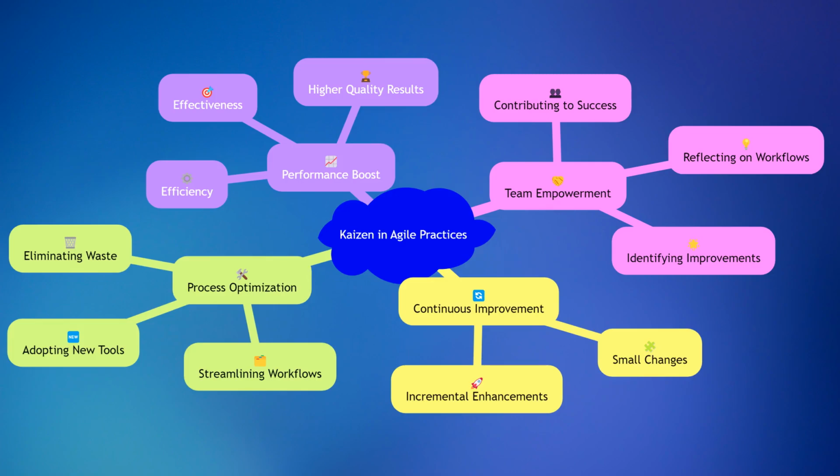Kaizen principles can be applied to process optimization in agile practices. By regularly reflecting on their workflows and identifying areas for improvement, teams can make small, incremental changes that enhance efficiency and effectiveness. This might involve streamlining processes, eliminating waste, and adopting new tools or techniques. By continuously optimizing their processes, teams can improve their performance and deliver higher quality results. Kaizen encourages a culture of continuous improvement where every team member is empowered to contribute to the team's success.